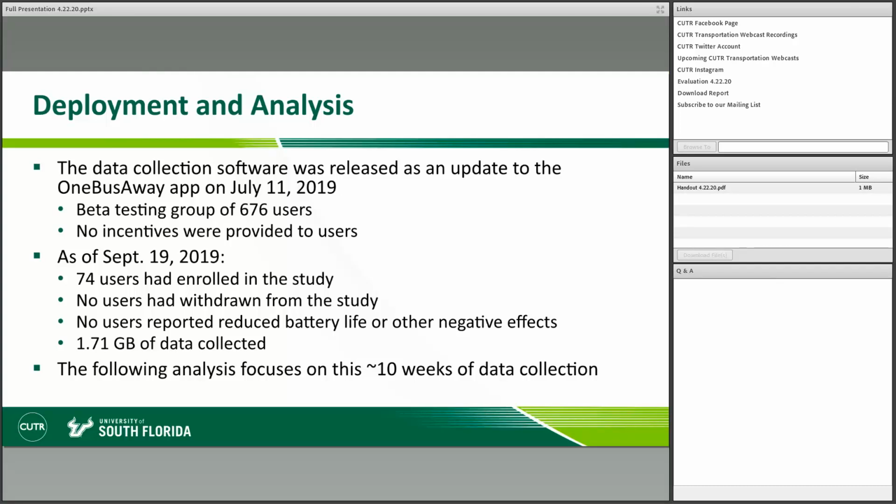There was an existing beta testing group of 676 users at the time. This is a group of users that have just opted in at some point over the years. OneBusAway has been deployed for about 8 years now in different cities, for different amounts of time. But over time, users have volunteered and opted in to get early software updates, maybe new features, maybe bug fixes. And so this was the group of users that we deployed the data collection software to.